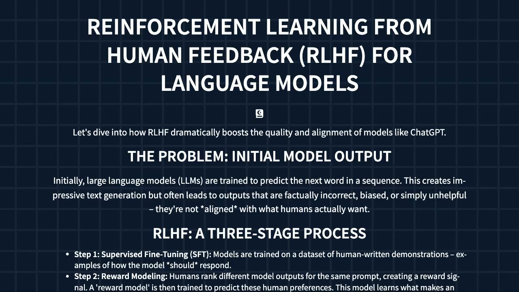This creates a reward model that learns what good answers look like. Finally, we use reinforcement learning, where the model gets rewarded for generating outputs that score well with this reward model, much like training a dog. It's all about aligning the model's behavior with what humans truly want.